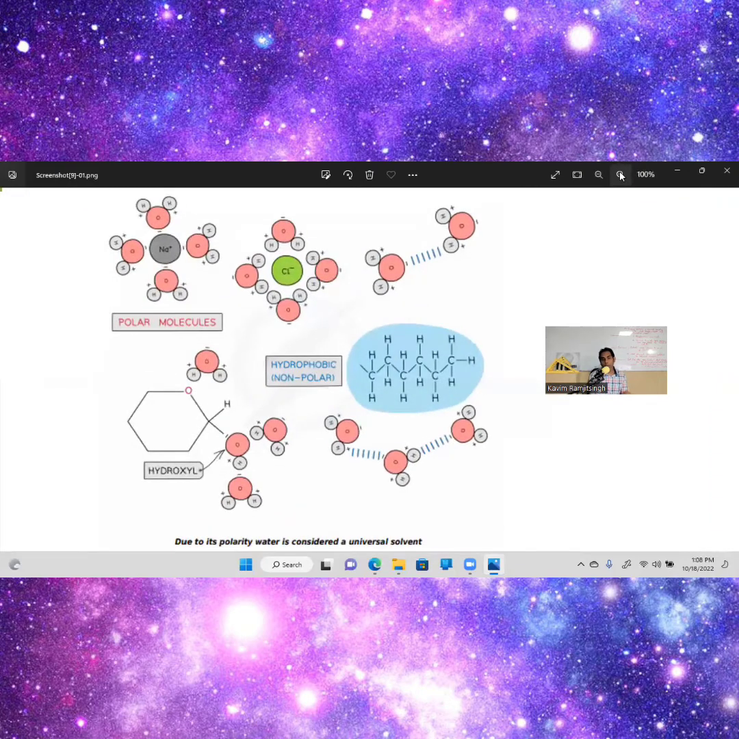This is just showing you your polar molecules. There is a sodium positive ion and a chloride ion being surrounded by water. And it could dissolve because like dissolves like, right? But you have your water, which is polar. It can dissolve an organic substance, right? Like what you see around in the blue there.